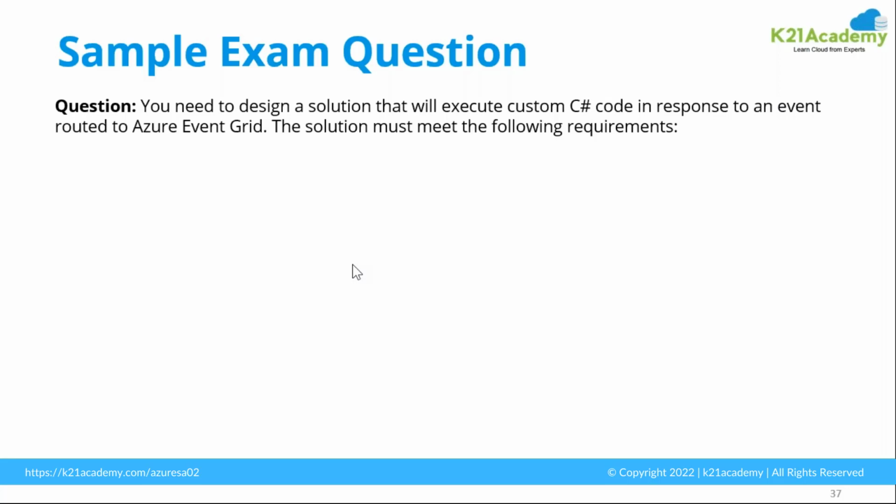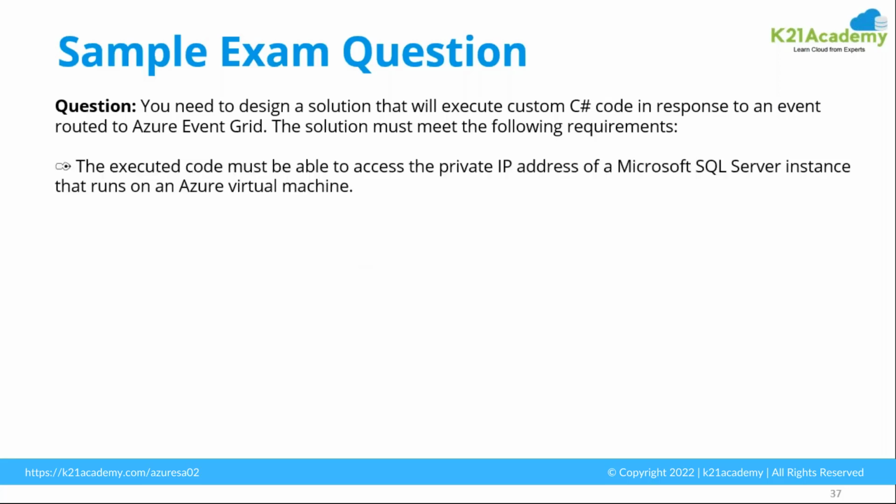Currently we are using event grid, and we want that on a particular event C# code needs to be executed. Now, what is the serverless service which helps us execute code on the basis of an event? What will be your answer? The executed code must be able to access the private IP address of a Microsoft SQL server instance that runs on your Azure virtual machine.